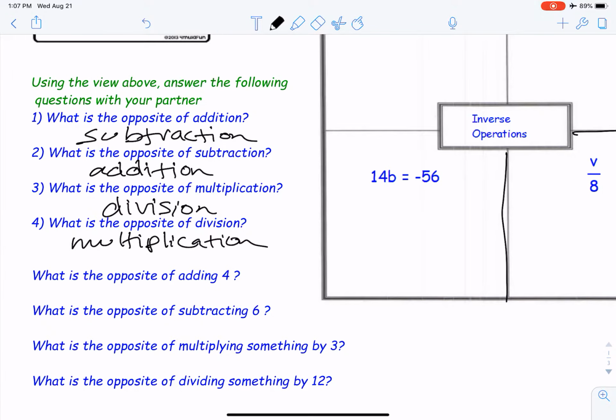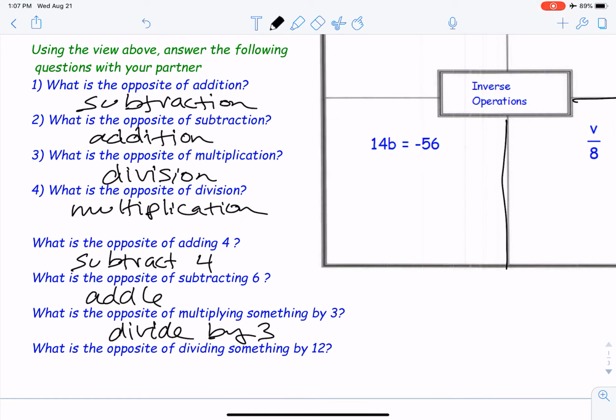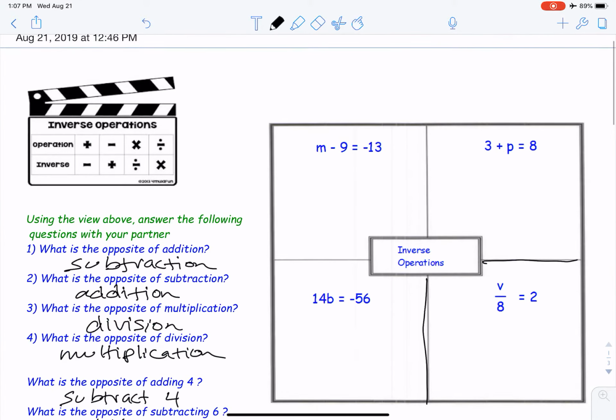What is the opposite of adding 4? Okay, so just to make sure that we're all on the same page, the opposite of adding 4 would be to subtract by 4. The opposite of subtracting by 6 would be to add 6. The opposite of multiplying something by 3 would be to divide by 3. And lastly, the opposite of dividing something by 12 would be to multiply by 12.